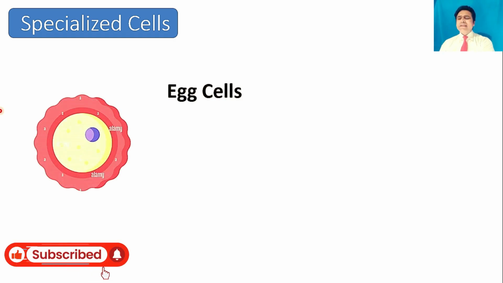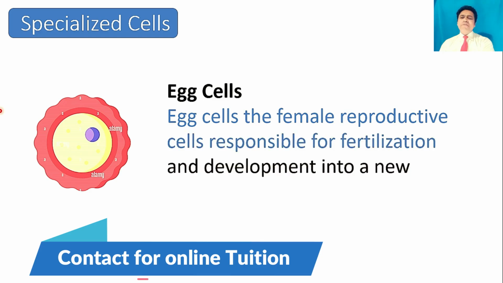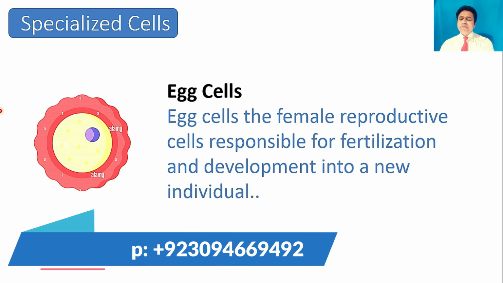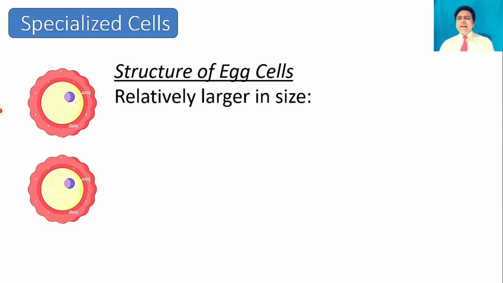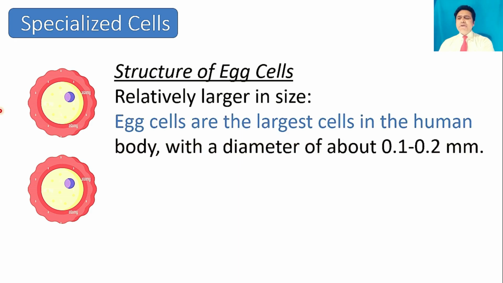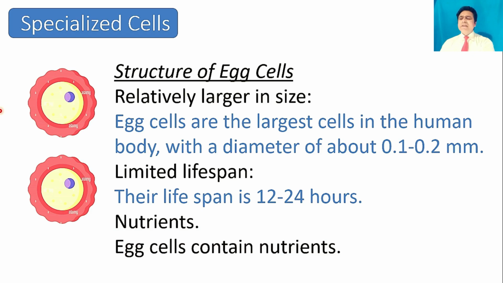This is the egg cell. Egg cells are female reproductive cells responsible for fertilization and development into a new individual. Structure of egg cells: relatively large in size. Egg cells are the largest cells in the human body, with a diameter of about 0.1 to 0.2 millimeter. Limited lifespan: their lifespan is 12 to 24 hours. Nutrients: egg cells contain nutrients.